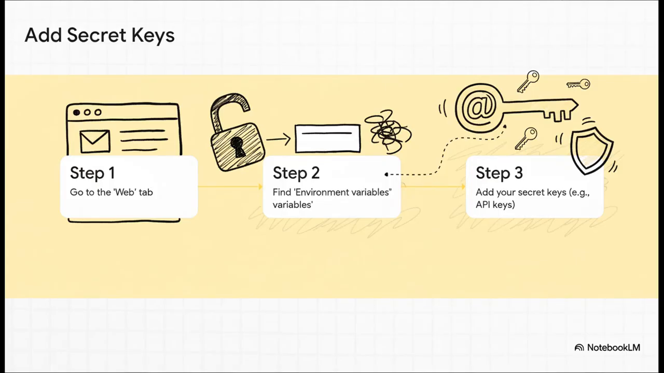This one's for security. Please don't put your secret API keys directly in your code. Instead, right there on the Web tab, scroll down to Environment Variables. Add your keys here. This keeps them safe and totally separate from your codebase.